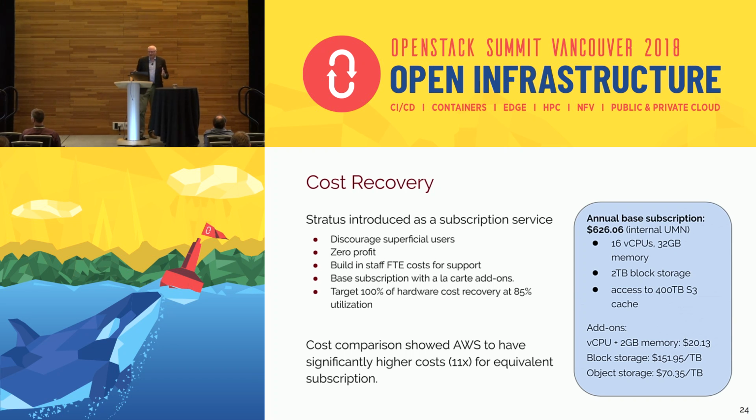So we settled on a straightforward, simple annual base subscription: 16 CPUs, 32 gigs, 2 terabytes block storage, with some a la carte add-ons. Being the university, it had to be zero profit, but we were able to build in our staff FTE costs. And we performed a basic cost comparison with AWS, pre-buying a similar level of infrastructure for a year, and we found our costs to be about 11 times less. This is costing us for internal university owners, though. We don't take outside users.